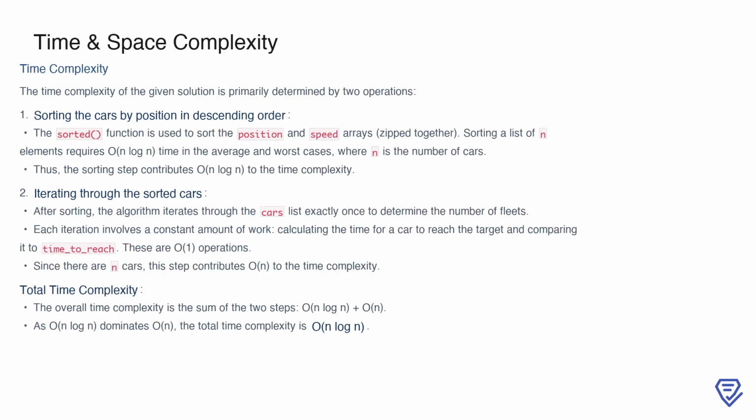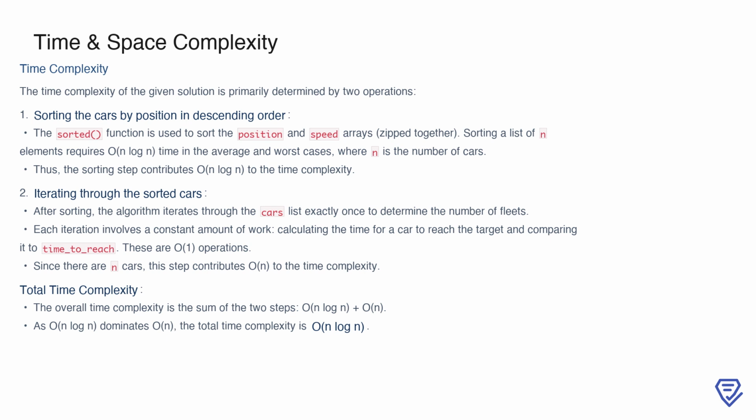The time complexity of this solution is driven by two main operations. First, we sort the cars by their positions in descending order. Sorting here is performed using Python's sorted function, which has a time complexity of O(n log n) for a list of n elements. This means that the sorting step is the most computationally expensive part of the solution.